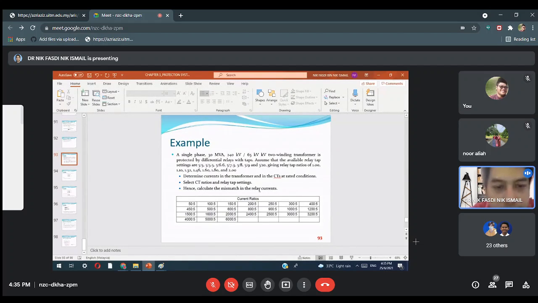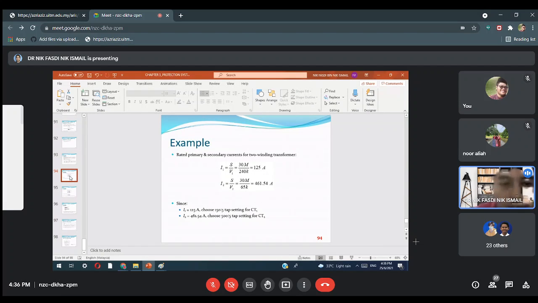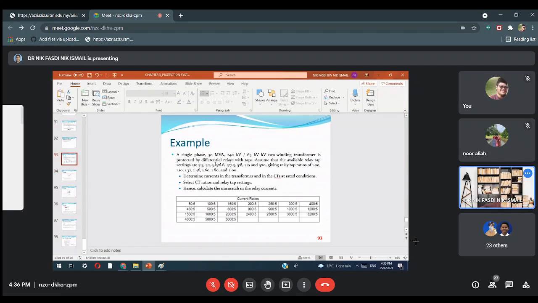Okay, soalan dia ada 3 kat sini. Determine the current in the transformer in the CT at rated condition. Okay, cari CT ratios and the tap settings. Hence calculate the mismatch in the relay current. Okay, then later on cari mismatch. Kita go one by one. Okay, rated. Okay, kita back to the question dulu.